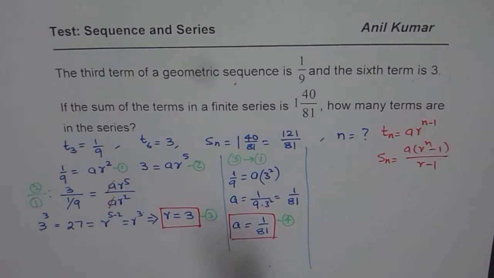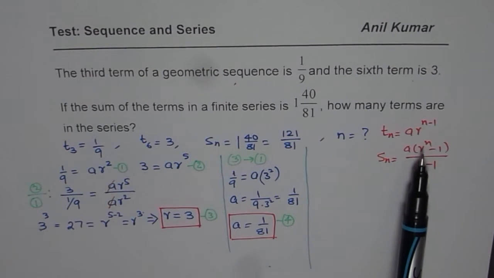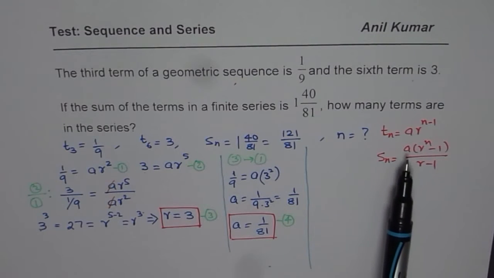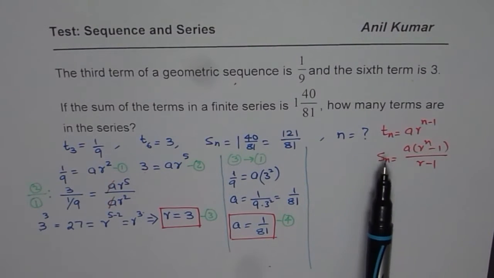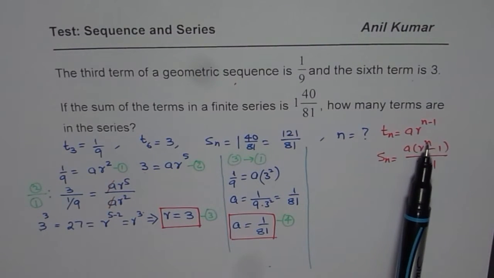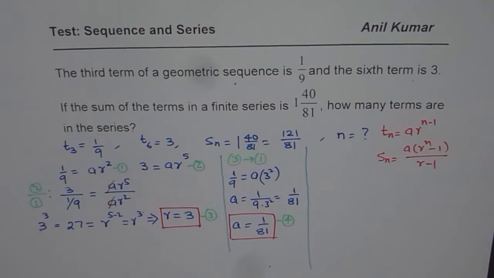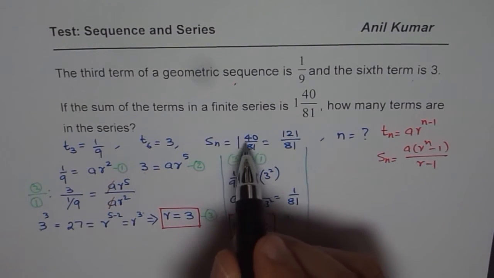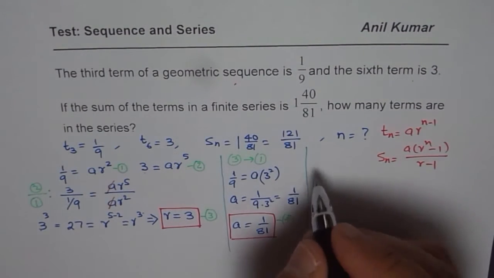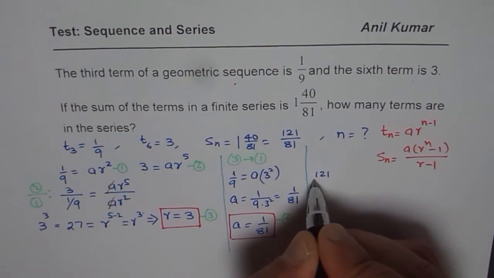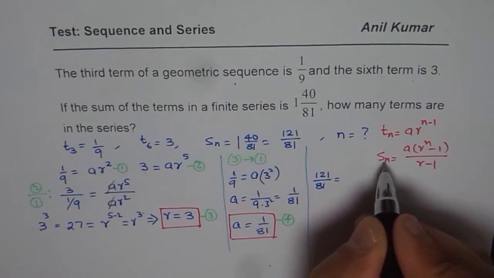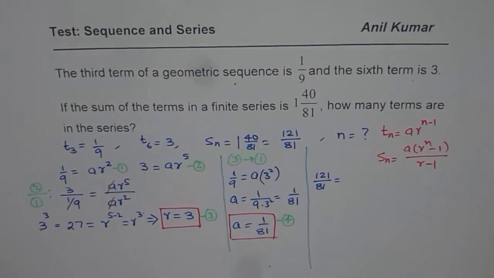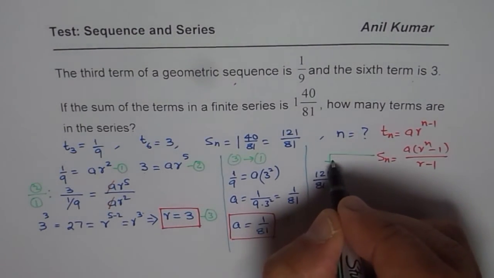Now as you can see, if you use this formula, Sn equals a times r to the power of n minus 1, divided by r minus 1, we know a, we know r, we know Sn. So we can find what n is, right? That is the whole idea. So let us substitute all what we know. Sn is given to us as 121 over 81. So I'll write 121 over 81 for Sn. Now what we are doing here is basically applying this formula, okay?